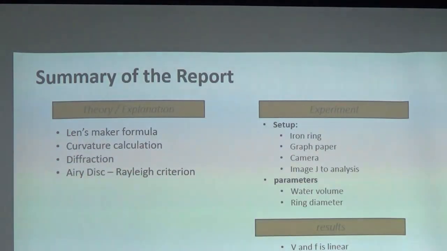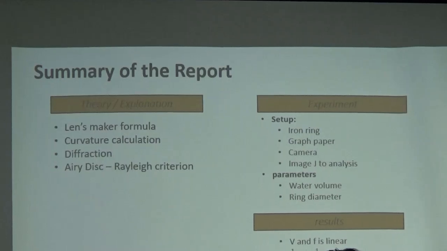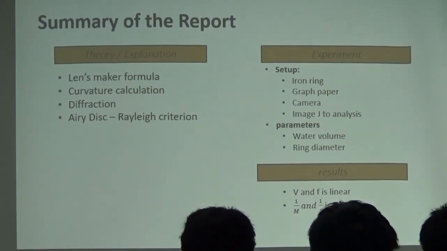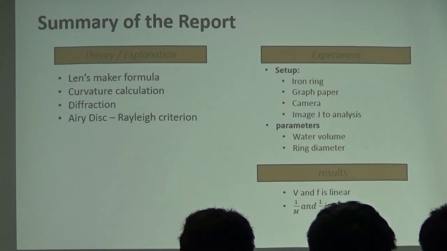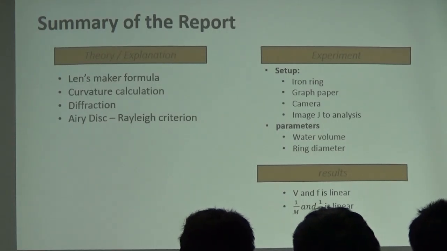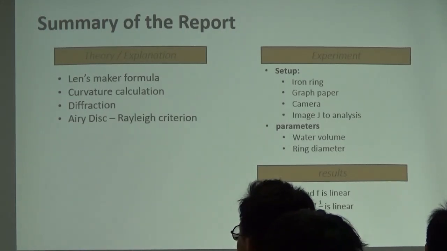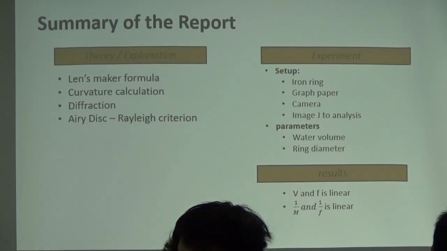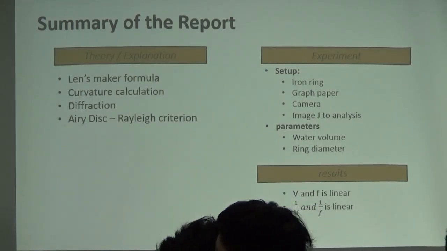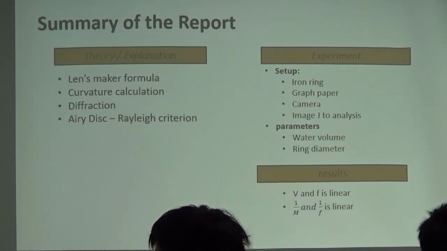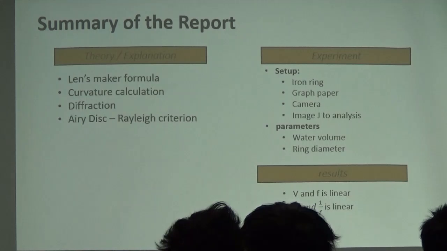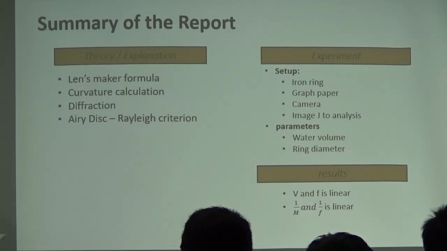So here will be a summary of the report. The reporter has used the lens maker's formula, the curvature calculation, and diffraction to consider the resolution, and also the Rayleigh criterion to discuss the condition of the resolution. As for the experiment, they used a ring to fix the diameter of the water droplet, and also used graph paper to investigate the magnification, and also a camera and image analysis for the resolution and the curvature of the droplet. As for the parameters, they consider the water volume and ring diameter for the resolution part.